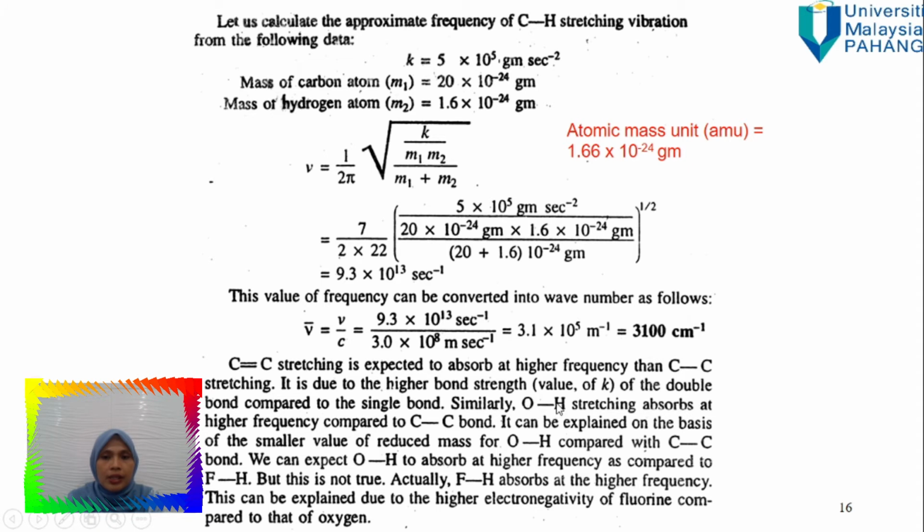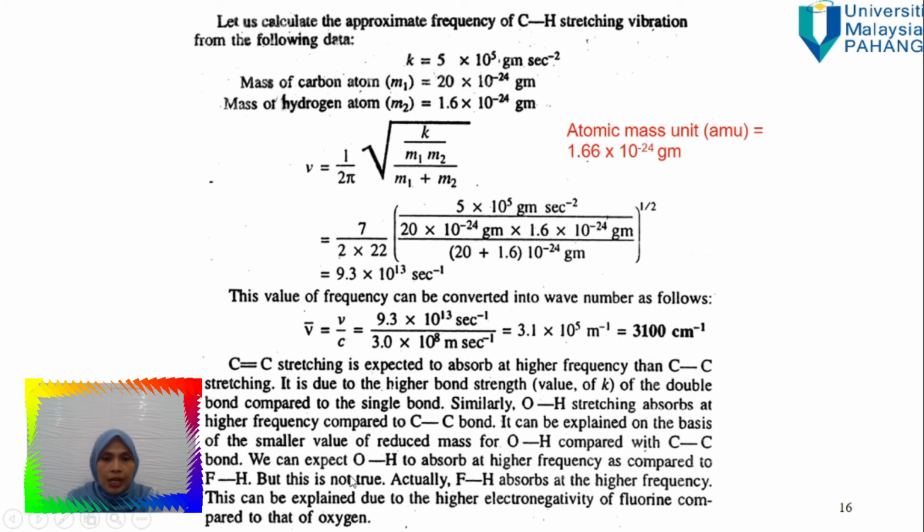Here, 16 plus 1 is 17, and 12 plus 12 is 24. So the mass is 17 compared to 24. Because the mass is inversely proportional to the wave number, when the mass is light, the wave number is higher. That's why we explain that OH is higher compared to the C single bond C.